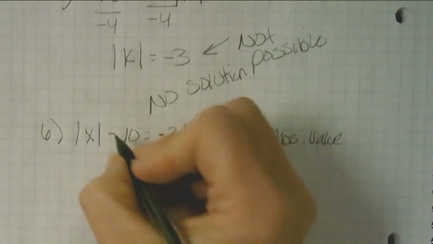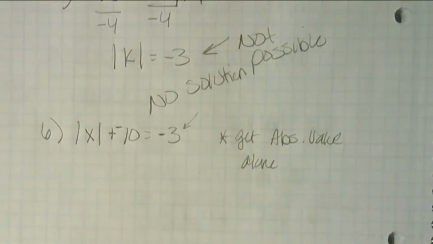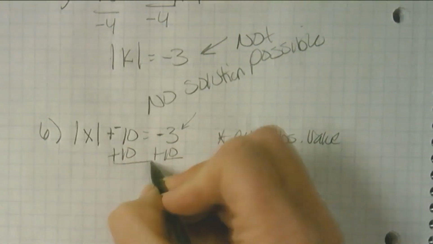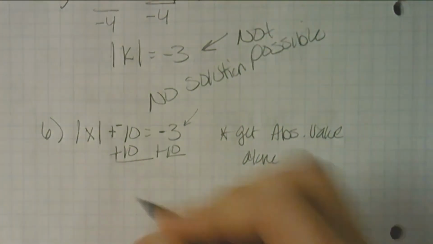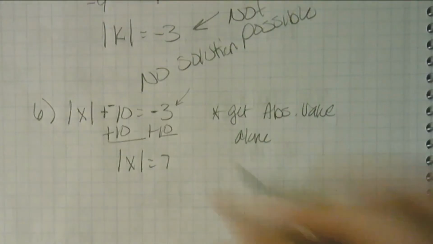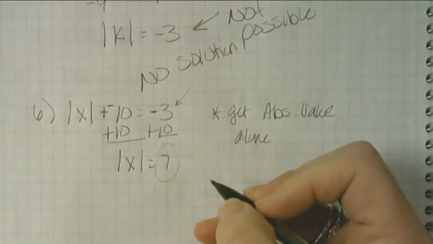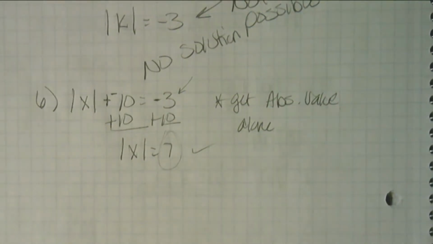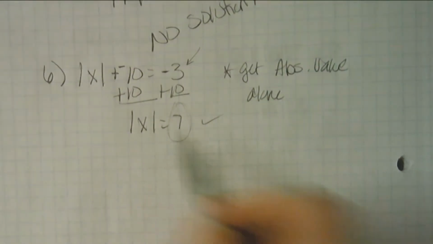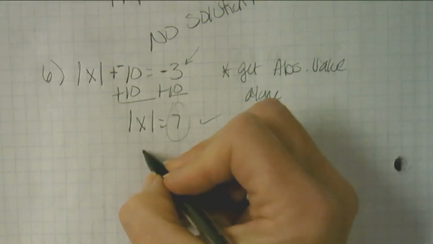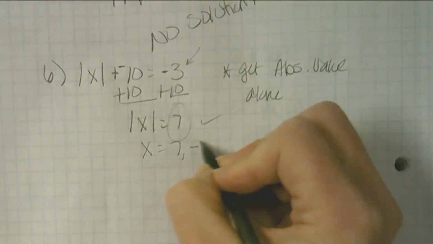All right, so Nick, I'm going to do adding the opposite here. I'm going to add a positive 10 to both sides, right? So I have the absolute value of x is equal to 7. Well, since my 7 is positive, this is good. I can find a solution to this. So what two values of x can I use when I take the absolute value of it, I get 7? Excellent. 7 and negative 7.